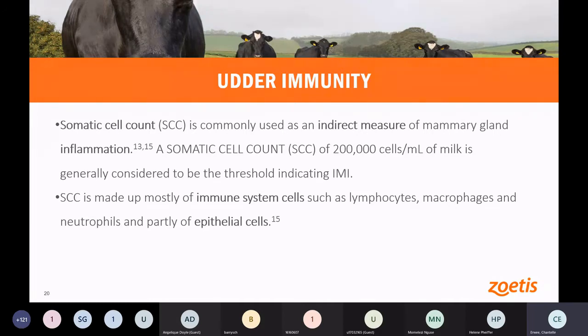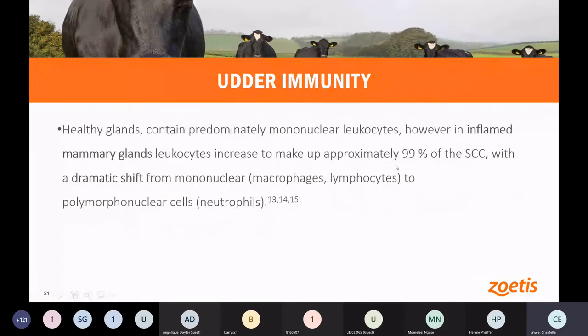So what is the somatic cell count? It's mostly made up of immune cells, so lymphocytes, macrophages, neutrophils, and partly epithelial cells of the udder. Healthy glands will have predominantly mononuclear leukocytes that are basically just floating through, so macrophages and lymphocytes, and as soon as there's inflammation, there's quite a dramatic shift from those mononuclear leukocytes to more polymorphonuclear leukocytes like neutrophils.